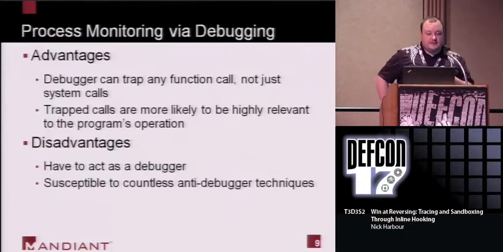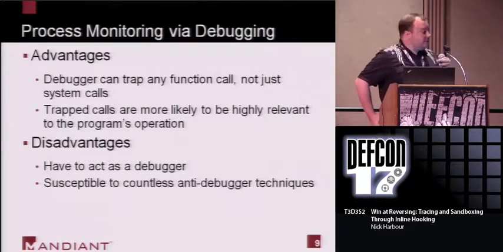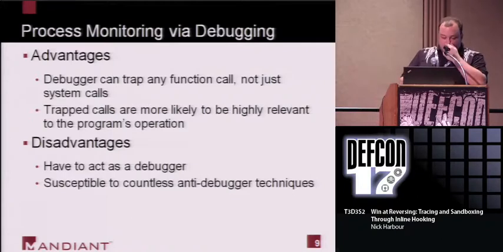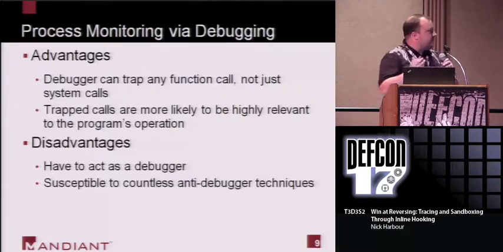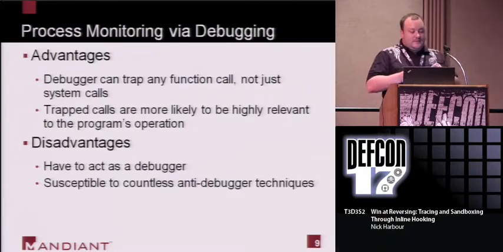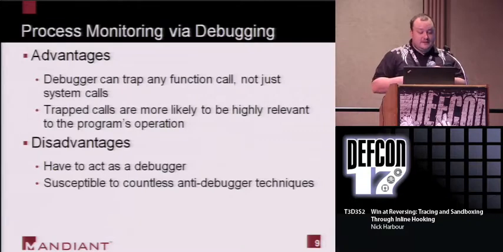So another technique to do API call monitoring for reverse engineering is using a debugger, which is pretty good. You can trap function calls all day long, not just system calls. So a lot of that same stuff I'm going to be doing, you can certainly implement in a debugger. Certainly a scriptable debugger is a very good solution. And the trapped calls, you can potentially get them to be more highly relevant to the trapped program using techniques that I'll be talking about later.